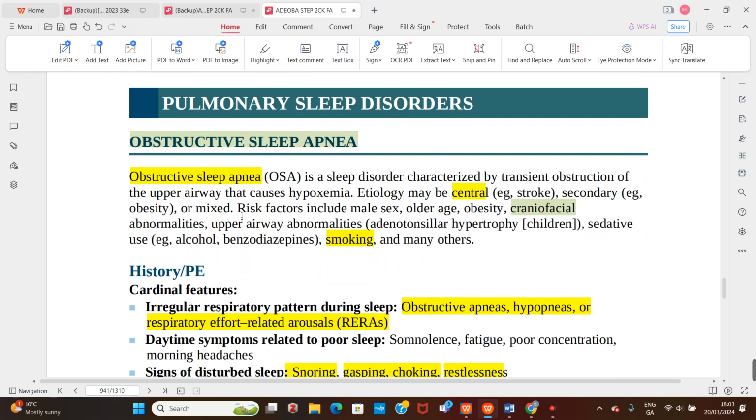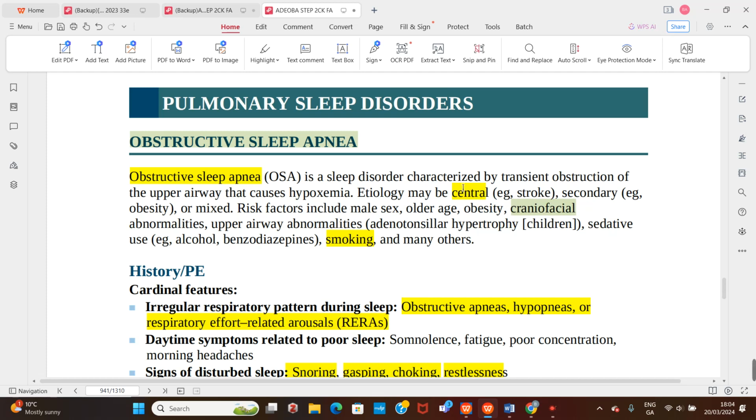So, obstructive sleep apnea just means a sleep-related disorder that is associated with reduction in airflow during sleep due to obstruction of the airway. That is it. So the etiology might be central, secondary, or mixed.